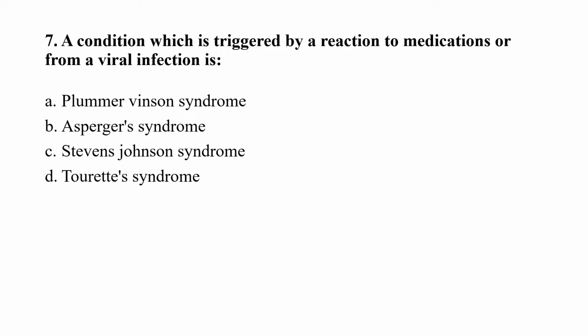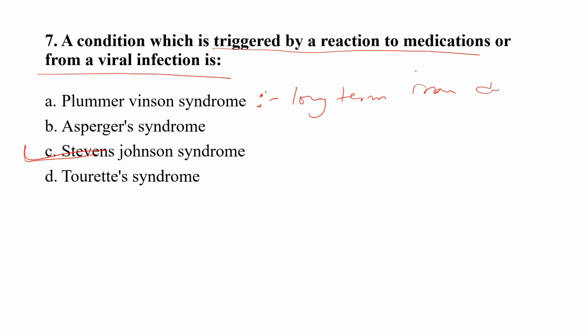Question number 7. A condition which is triggered by a reaction to medication or from a viral infection is option A, Plummer-Vinson syndrome, option B, Asperger syndrome, option C, Stevens-Johnson syndrome, option D, Tourette syndrome. The correct option here is option C, which is Stevens-Johnson syndrome. It is a condition that is triggered by reaction to medication or from a viral infection. And option A, Plummer-Vinson syndrome, is a condition that occurs due to long-term or chronic iron deficiency anemia.